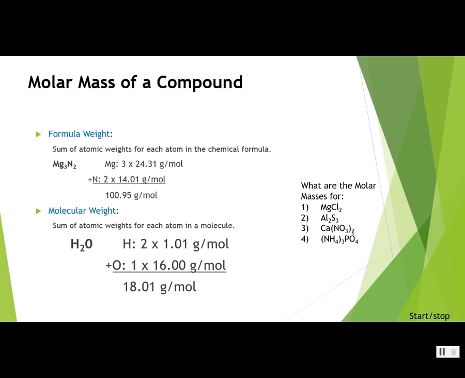Hint: remember that subscripts that are outside parentheses go to everything inside the parentheses. So for example, in calcium nitrate, there are 2 nitrogens, and then for oxygens, there are 3 times 2, or 6 oxygens. So I would encourage you to try to calculate the molar masses of those on your own.